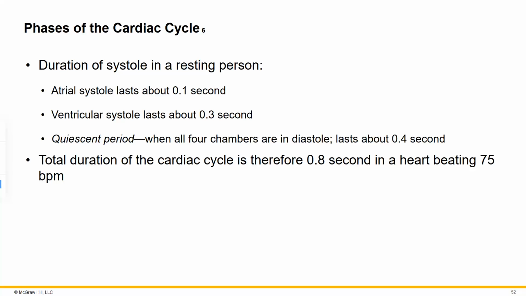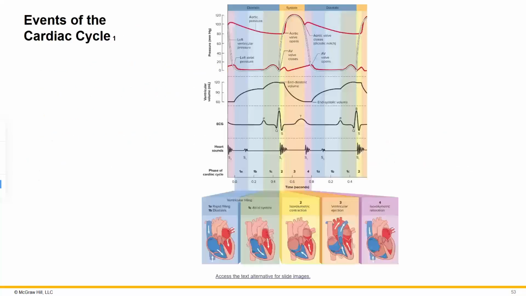Atrial systole in a resting person lasts about 0.1 seconds. Ventricular systole is about 0.3 seconds. There's a quiescent period when all 4 chambers are in diastole that lasts about 0.4 seconds. Total duration of the cardiac cycle is therefore 0.8 seconds in a heart beating 75 beats per minute. This is where you will have to review carefully this diagram and correlate for yourself what is happening during each step of the cardiac cycle. I do have a really great resource that I provided that allows you to click through and visualize how the heart is changing size and everything, but this is another great diagram that you can review.